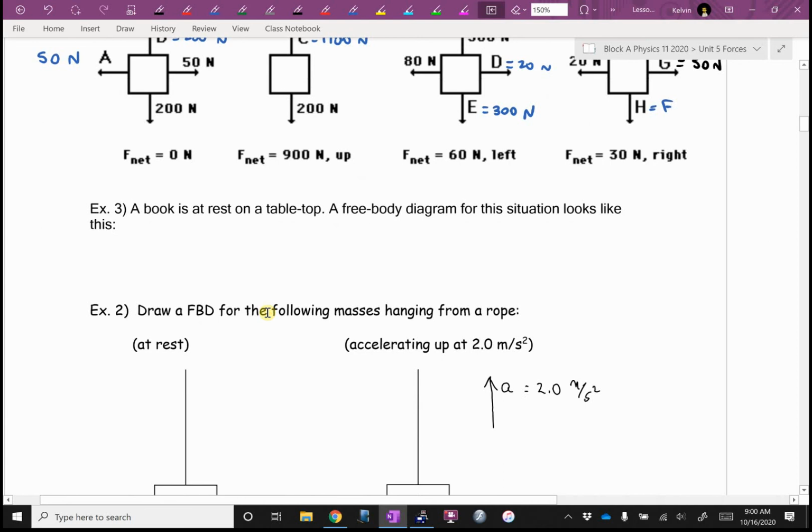A book is at rest on a tabletop. Hey, your binders, for example. Yep. Go ahead. Actually, can you wait for this example and then go? A book is at rest on a tabletop. Look at your binder.